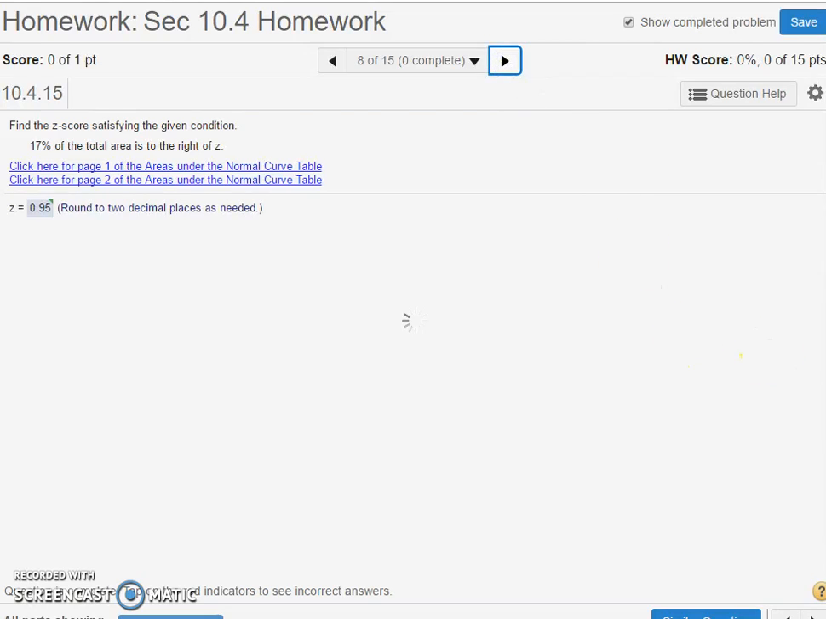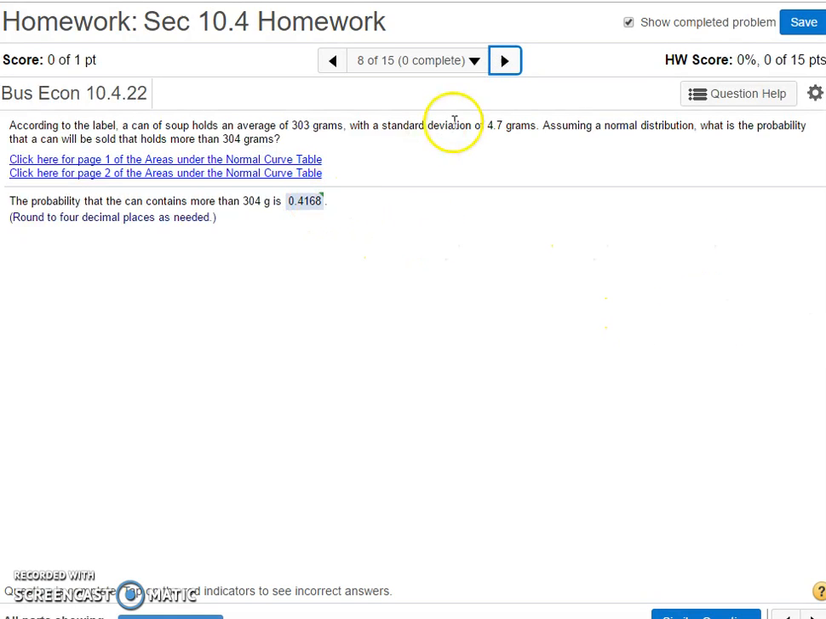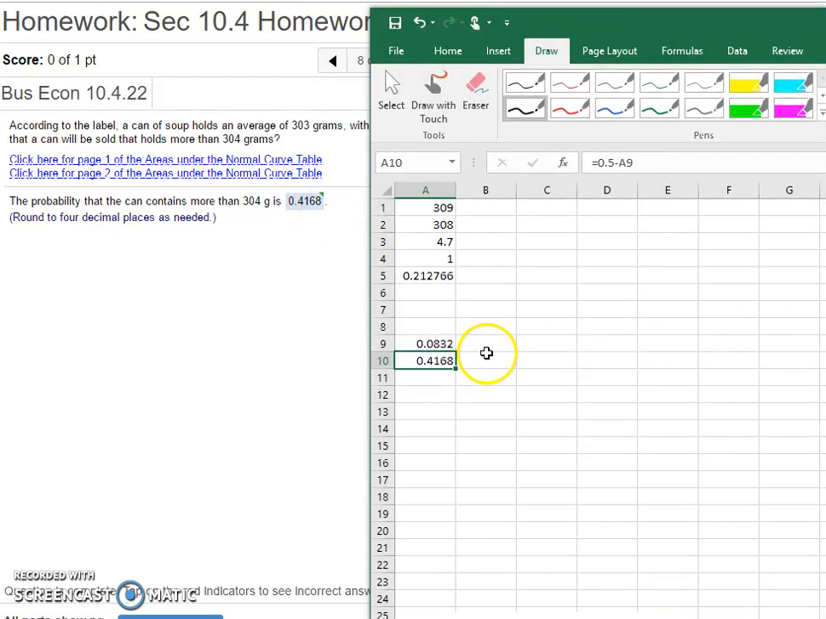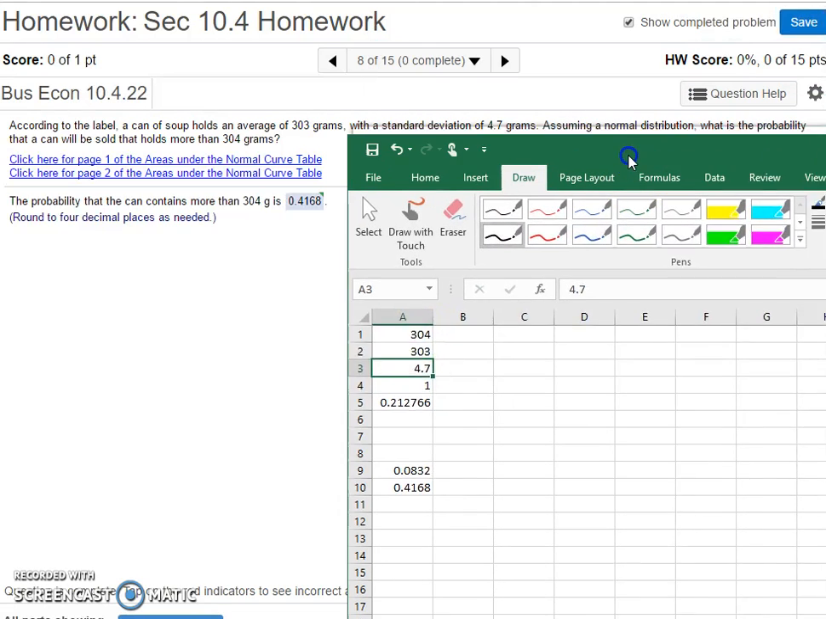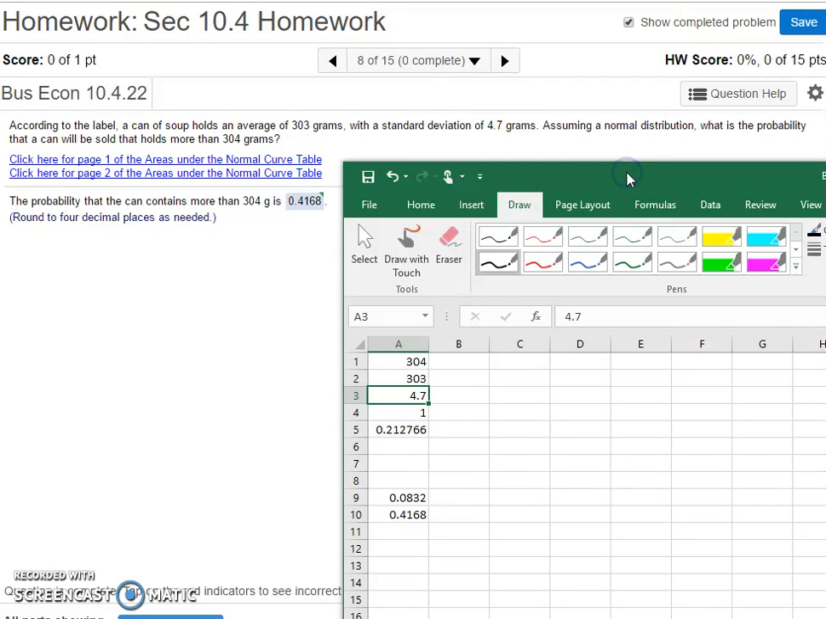And just as you found, they changed the values on you. And so here is my question. The 304 minus 303 was 1. 1 divided by 4.7. And then I looked it up, 0.4168. So that was, if I change these, 304 and 303. So sometimes they change them on me too. It's pretty good for me to leave this in here just so you guys see that. So 304 minus 303 is 1, divided by my 4.7, 0.212. I only look up the 0.21. When I look up that 0.21 in the table, I get that 0.0832. I do the 0.5 minus, and I get 0.4168.